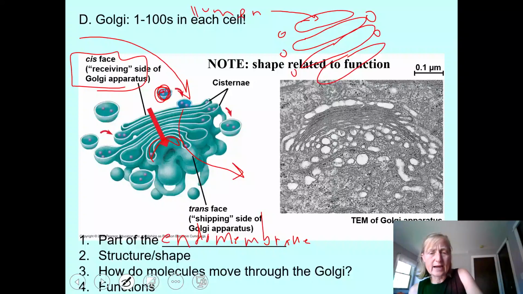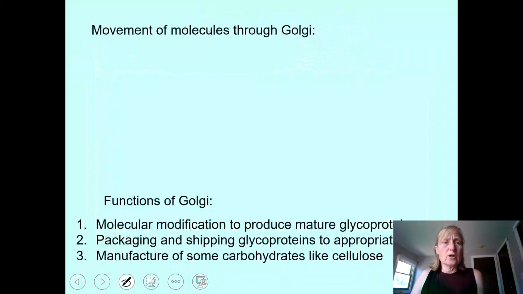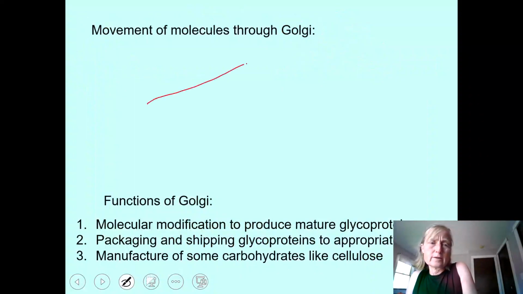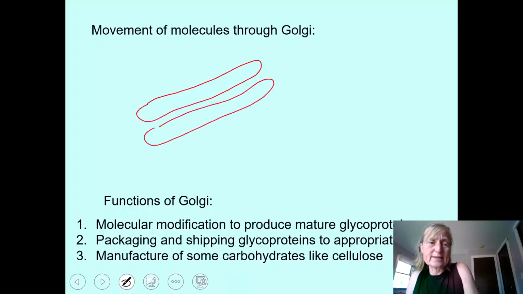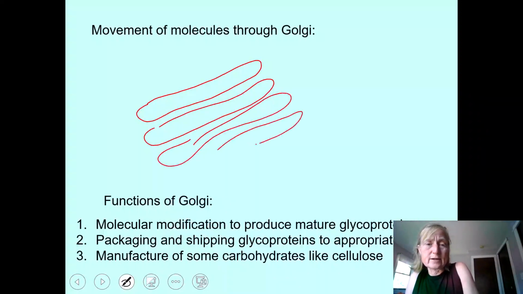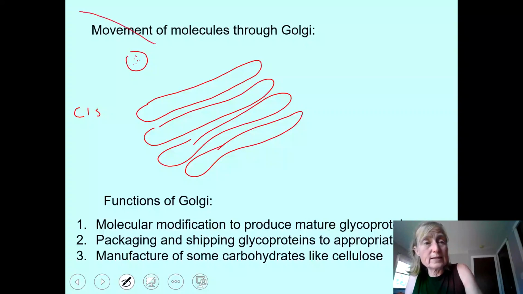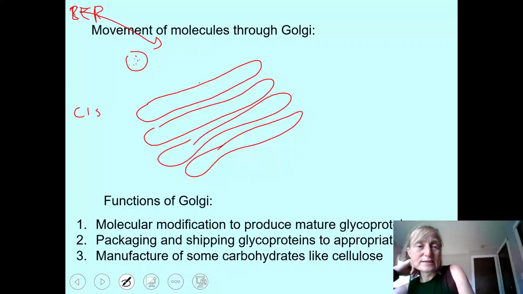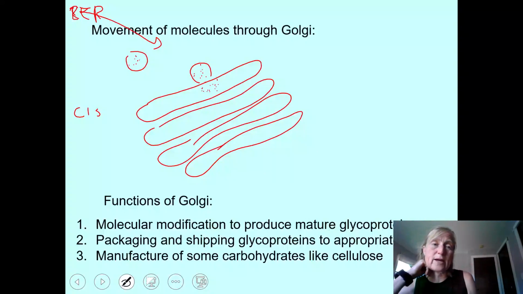So let's take a look at how molecules move through the Golgi and then what the Golgi is doing to these molecules. Now, let's redraw the Golgi apparatus, this series of flattened discs or sacs that are unconnected to each other. One side is the cis side, where vesicles are coming in. They are coming from the ER, so maybe you should put that they're coming from the rough endoplasmic reticulum here. And when they arrive at the cis side, these vesicles release their contents into the lumen of the first sac on the cis side of the Golgi apparatus.